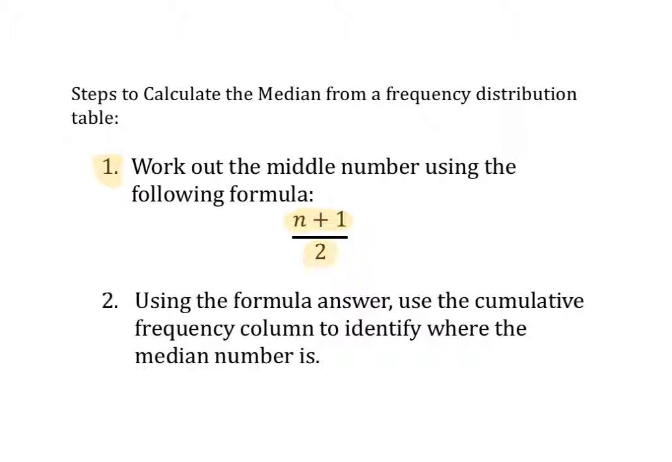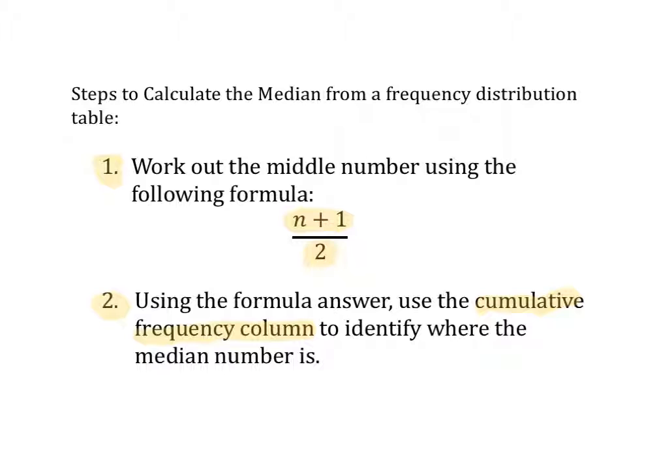Now this is the same formula that we use if we are using individual data, not in a frequency distribution table. So the formula doesn't change. Step 2 is using the formula answer and using the cumulative frequency column in the table to work out where the median lies. So you'll note that there is no step of arranging the numbers in ascending order because this is already done within the frequency distribution table.